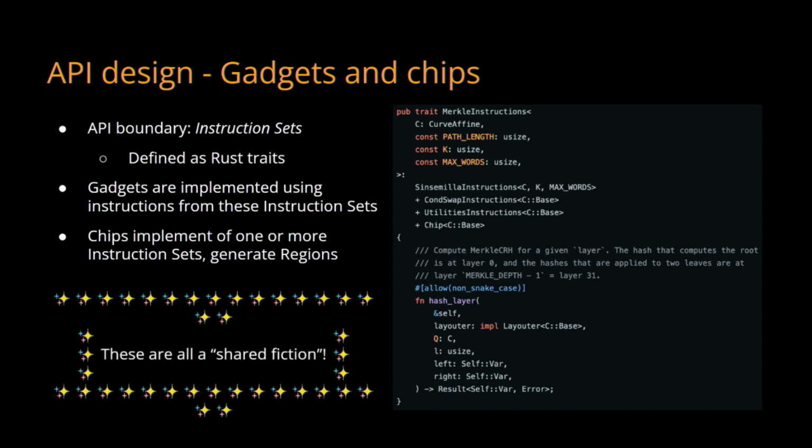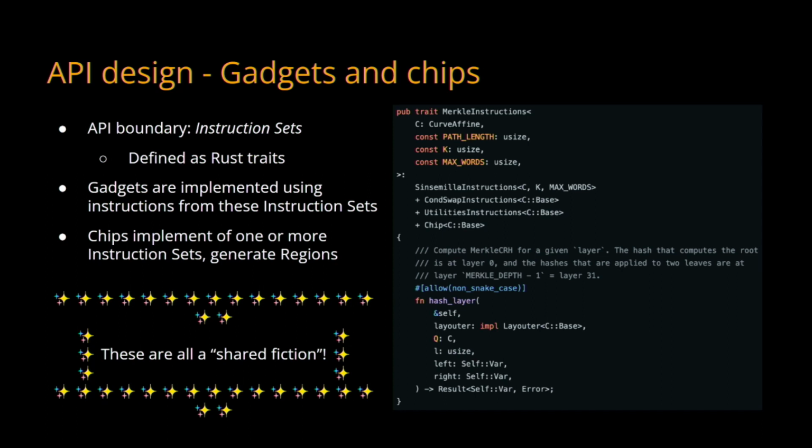I will note that this is all a shared fiction. There is nothing in the Halo 2 APIs that requires you to do this. I tried, it doesn't work. So you can entirely build Halo 2 circuits without dealing in gadgets and chips at all. However, if we believe hard enough, then they will have power. And it's my hope that if we have this model, then for at least the common gadgets that are available, people will be able to use this in fun and interesting ways without needing to get into the depths of it.